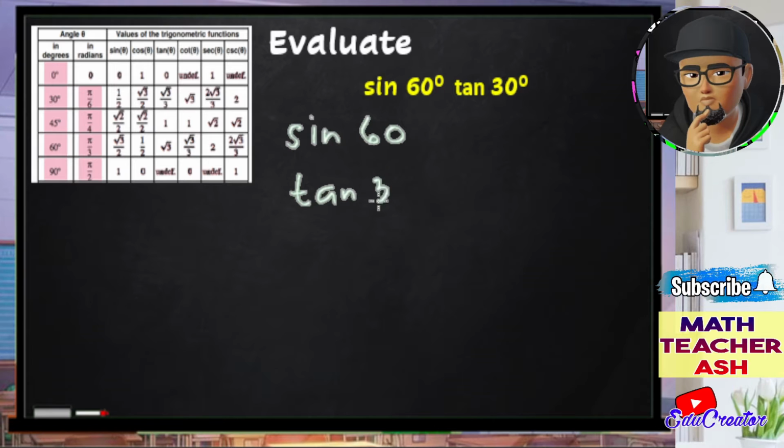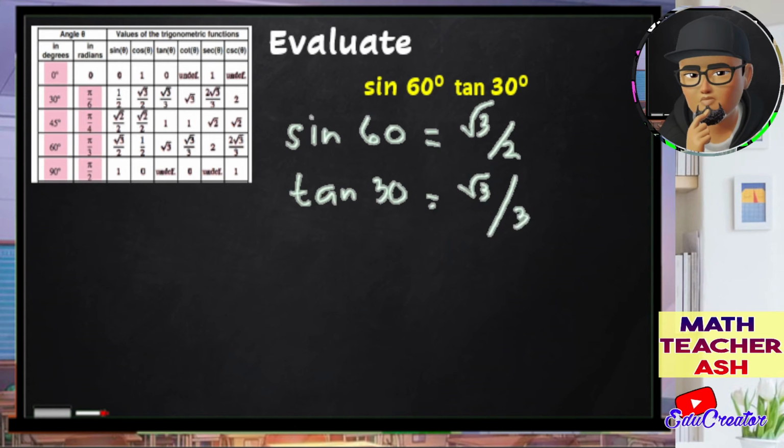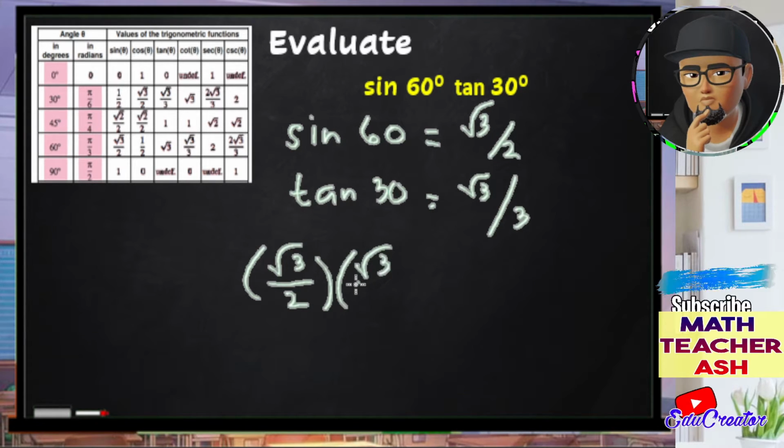So we have sine 60 based on our given, that is square root of 3 over 2. And then we also have tan 30, that is square root of 3 over 3. Since these two don't have any plus or minus between them, it means that is multiplication. So we will just multiply this fraction to this fraction, giving us square root of 3 over 2 times square root of 3 over 3.